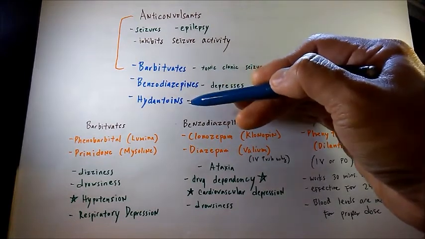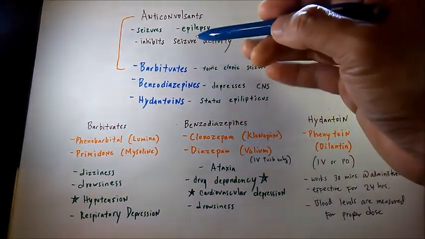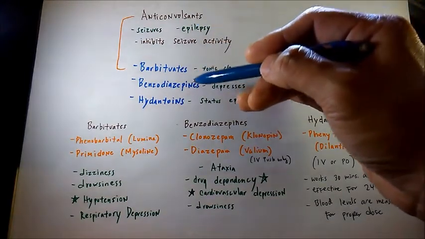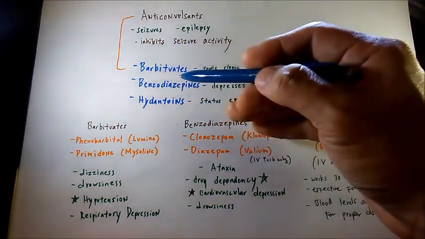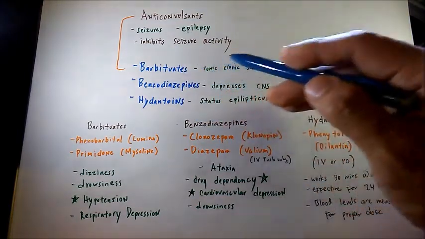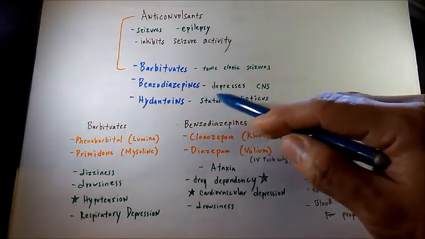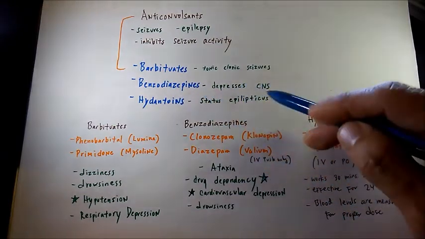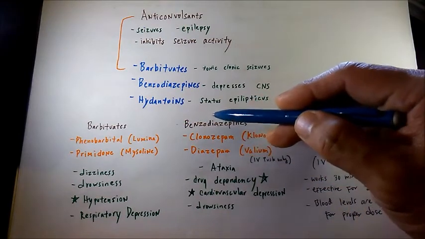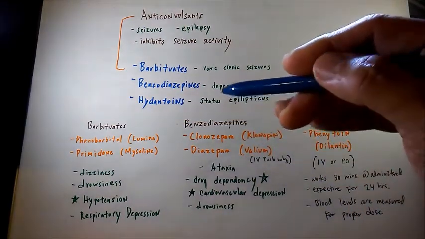Now, I'm going to go over three categories. These are the main categories that you will most likely encounter in the NCLEX exam. Obviously, there are other categories of anticonvulsants, but I believe these are the main three that you will most likely encounter. Now, we're going to go over barbiturates, which are usually used for tonic-clonic seizures, benzodiazepines, which are used as a CNS depressant, and hydantoins, which are mostly used for status epilepticus.